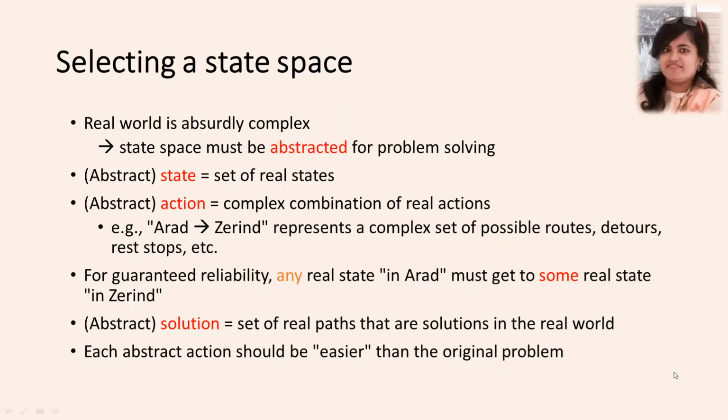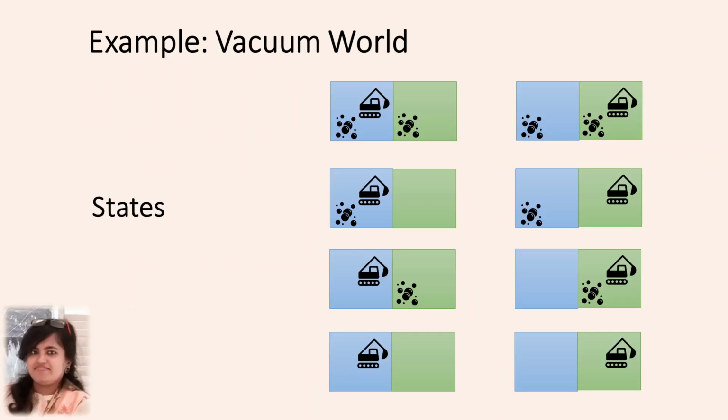That means you need to represent a complex set of possible routes, detours, rest stops, etc. For guaranteed reliability, any real state in Arad must go to some real state in Zerind, right? And the solution is the set of real paths that are solutions in the real world. Each abstract action should be easier than the original problem. Now we have explained this using the concept of Romania.